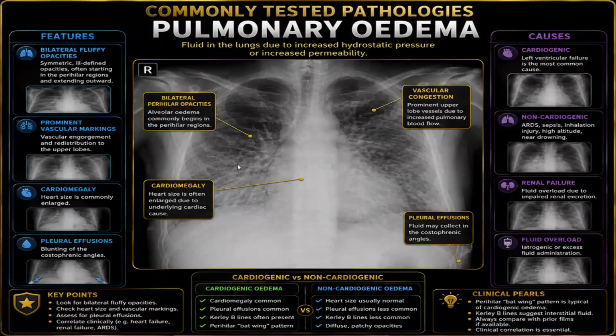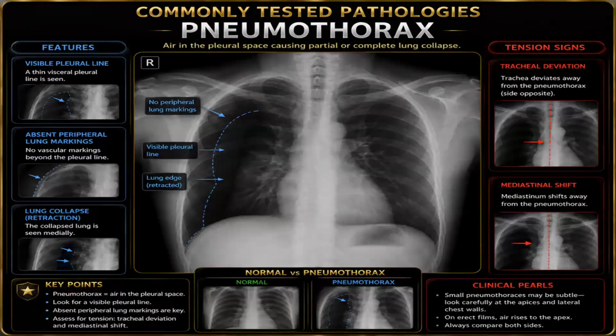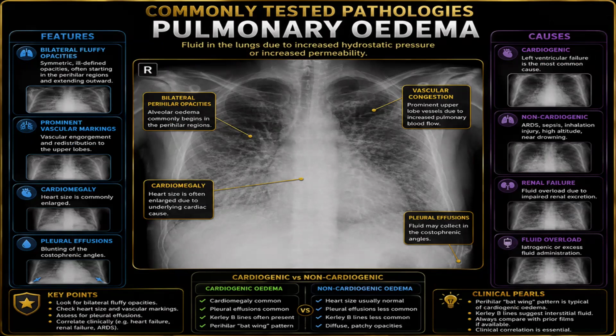Done. Then the next one, I can see bilateral perihilar opacities, vascular congestion, pleural effusion, cardiomegaly. This could be pulmonary edema, it could be cardiogenic or non-cardiogenic. This patient needs Lasix, oxygen. And call the specialty, respiratory specialist. Here you will call cardiothoracic surgeon. Here you will call respiratory specialist.